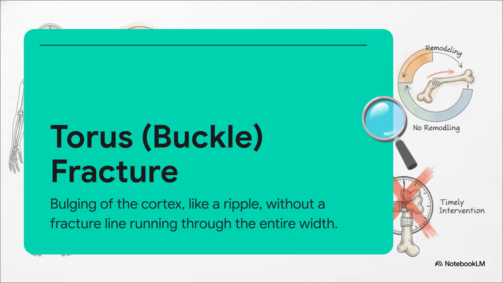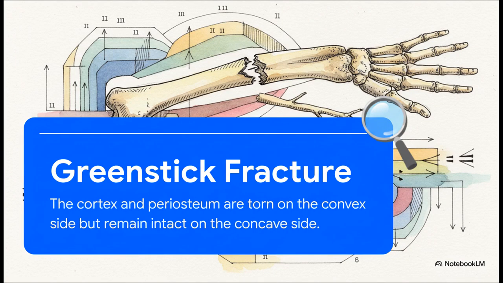Then we've got the torus, or what we also call a buckle fracture. This is a compression injury. The cortex just kind of wrinkles and bulges out, almost like a ripple. It's an incomplete fracture, and it's a super stable sign that the bone has failed under compression. And the third classic pediatric fracture is the Greenstick. You've probably heard of this one. The bone gets bent so much that the tension side, the outside of the curve, snaps, but the compression side, the inside of the curve, only bends and stays intact.